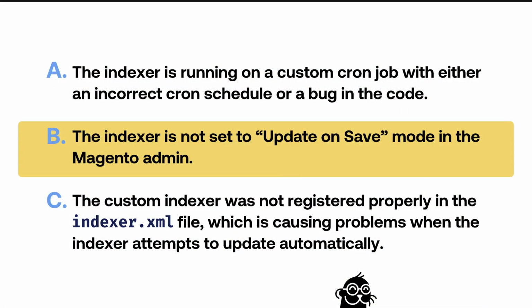So again, option B is our correct answer. The indexer is not set to update on save. As soon as we make that change, that is going to configure the indexer to run as it's expected to from the context of the question.